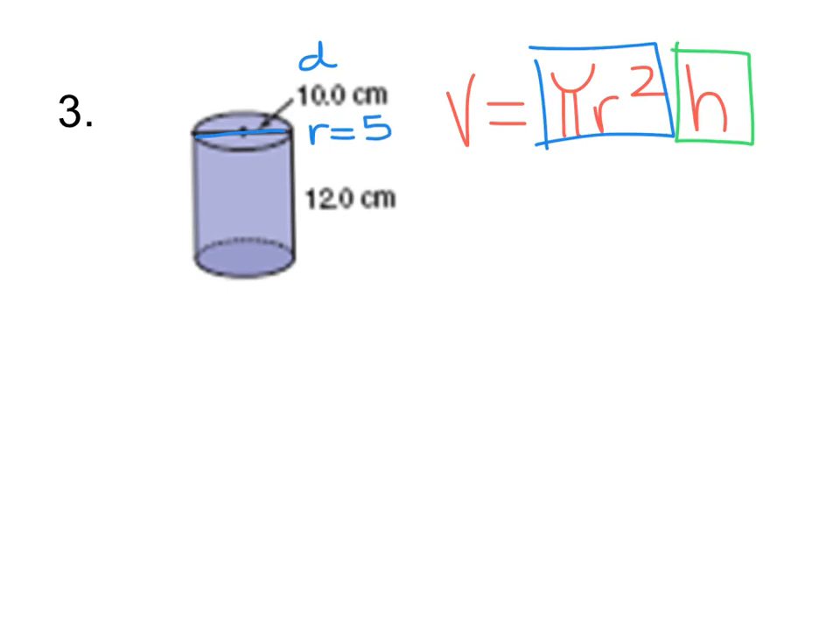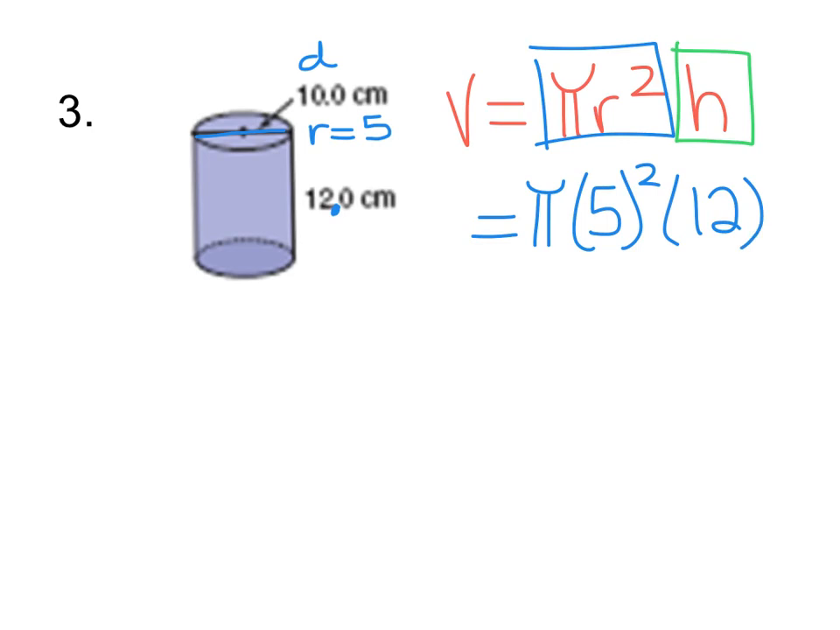My height of the cylinder, just to clarify, this is a 12.0 centimeters. So let's substitute those in. We have pi times the radius, which is 5 squared, times the height, which is 12. So I use my pi button, times 5, my x squared button, times 12, and I get 942. I'm going to round that off to 0.5 centimeters cubed.